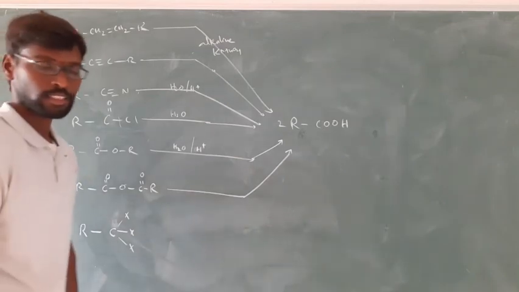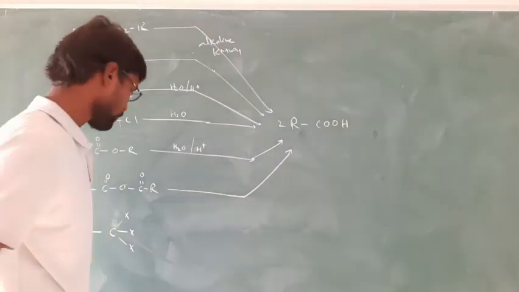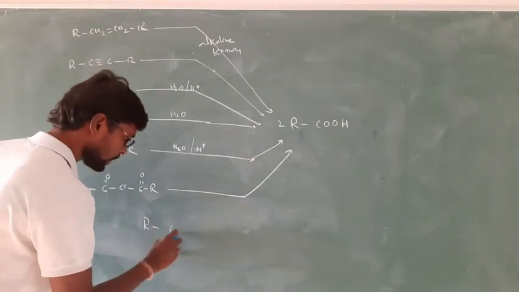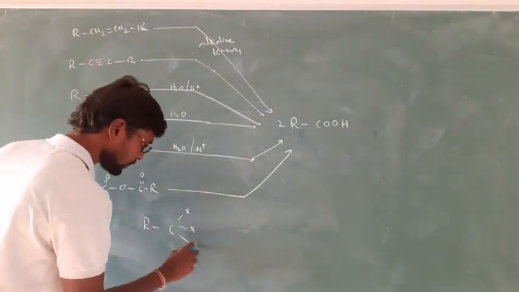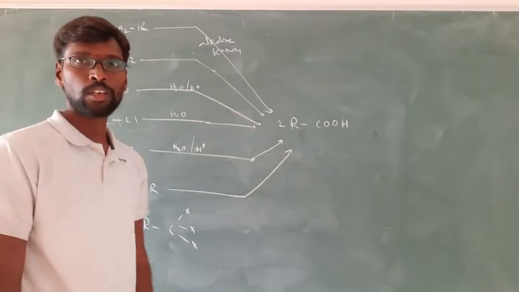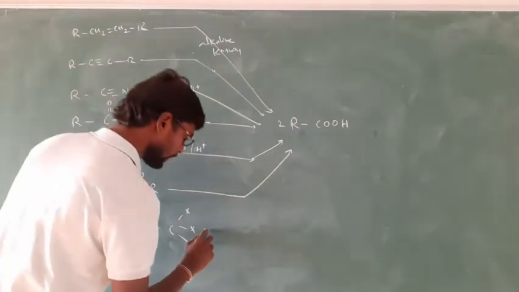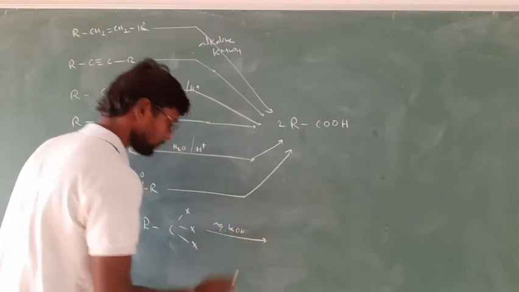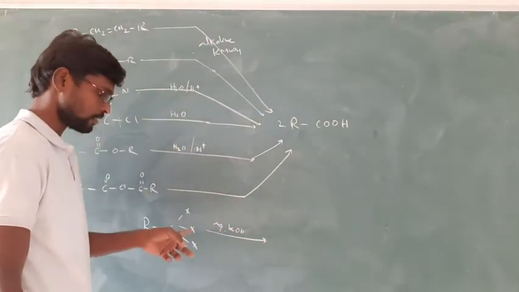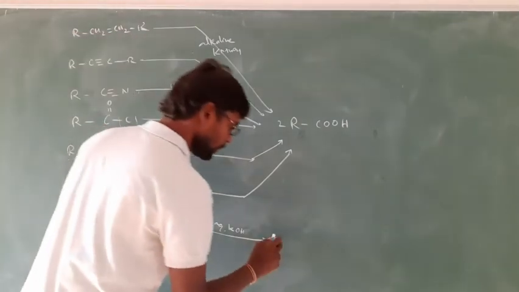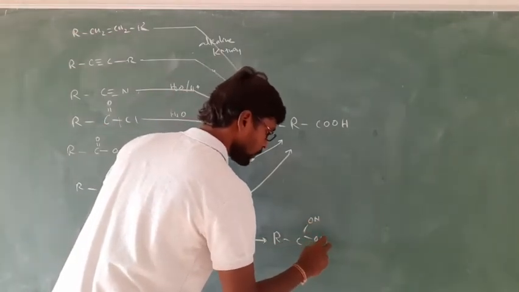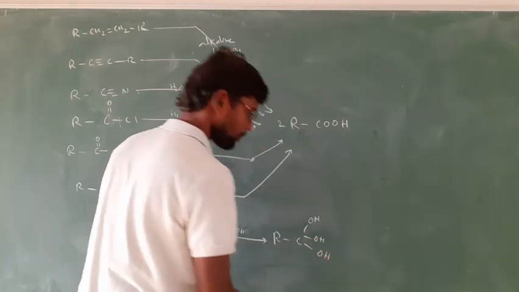Trihalides, not dihalides, genuine trihalide compounds. RCX3, where X is a halogen, I'm taking a trihalide. On doing aqueous KOH, it means substitution. If you do substitution, you will get a trihydroxy compound, triols, OH, OH and OH.